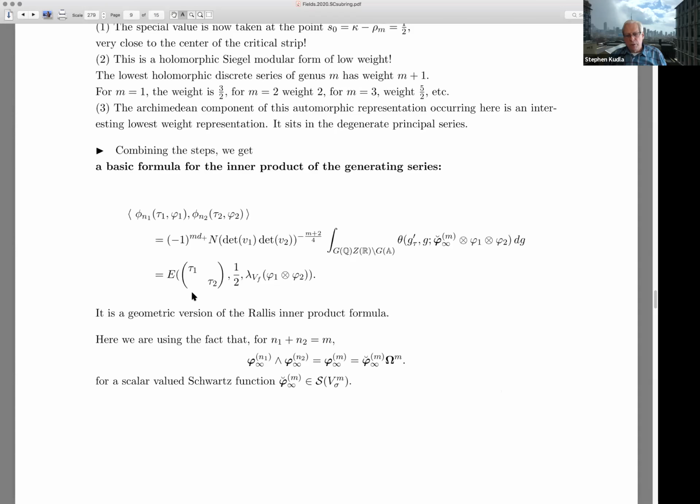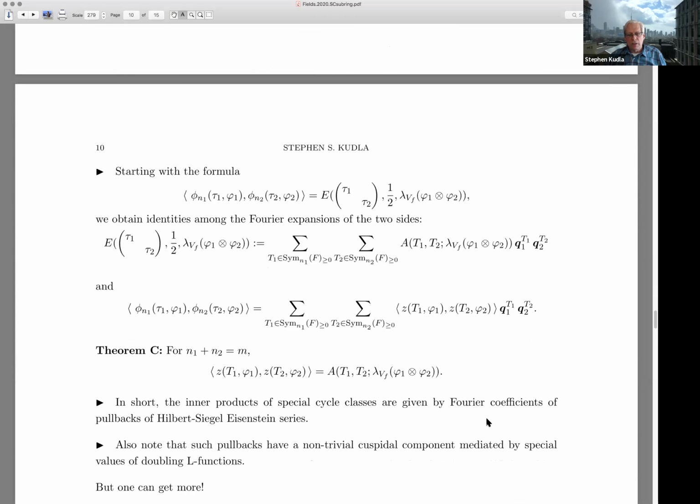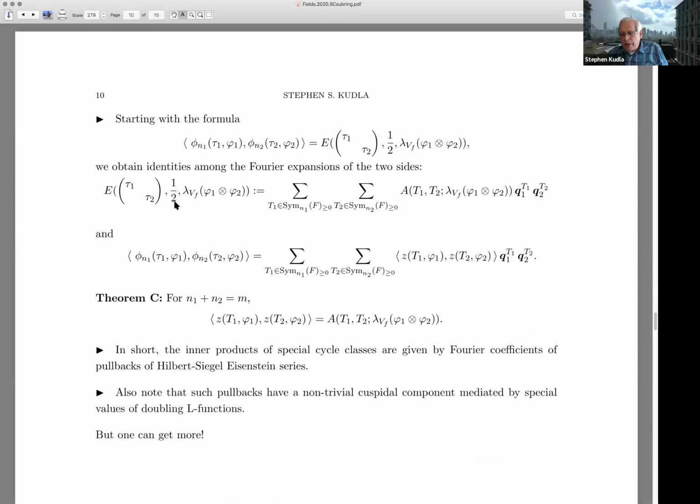Now, you can view this as a geometric version of the Wallace inner product formula. And what it gives you is the following. You see, if I look at the Fourier expansion, so I have this formula, just repeating what's said in the slide above. Let's write out the Fourier expansions.